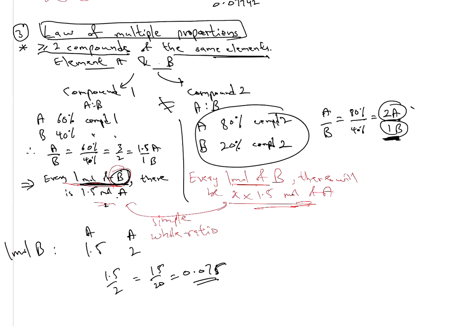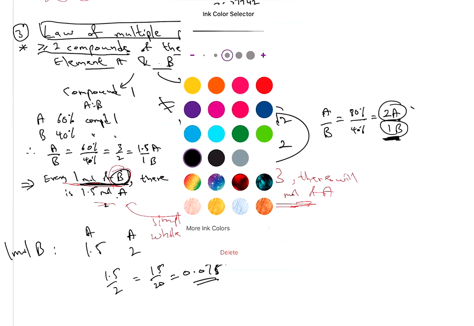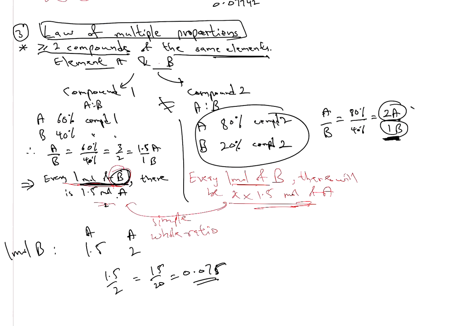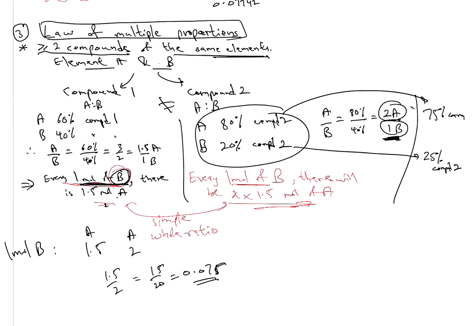So in this case, if I want to have this compound obey the law of multiple proportion, I would say B contributes 25% to the weight of compound 2 and A contributes 75% to the weight of compound 2. In that case, if you take the ratio of A to B, you will get 75 by 25 or 3, meaning for every one part of B there are 3 parts of A.